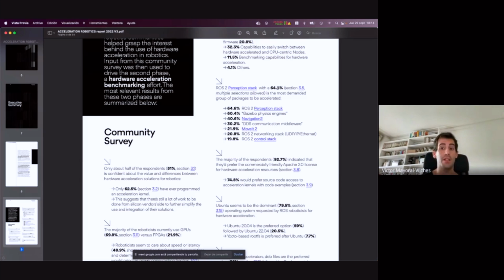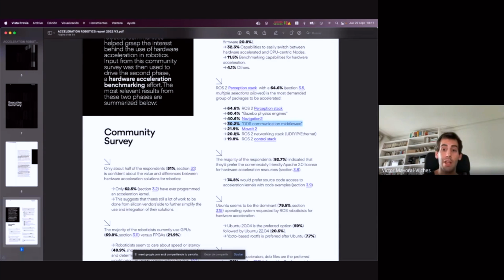But unsurprisingly, there's also lots of interest. And by the way, this was a multi-selection allowed question. So there was lots of interest for Gazebo, reasonably high interest for navigation. And then there were some surprises. I was expecting manipulation to be much higher, but it seems that, for example, hardware accelerating DDS, the ROS2 communication middleware, was one of the big asks.